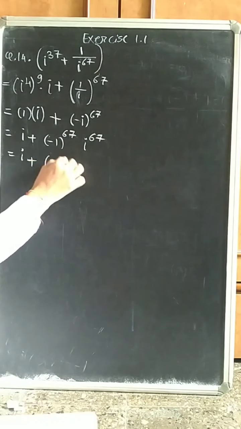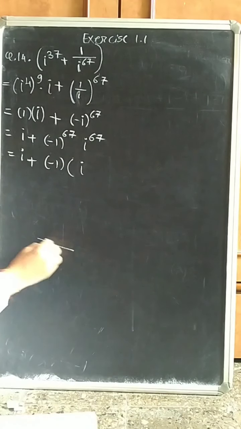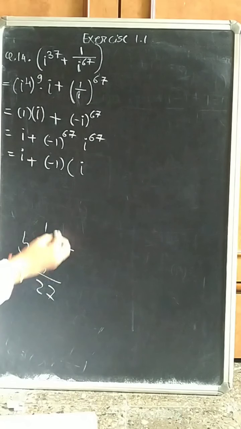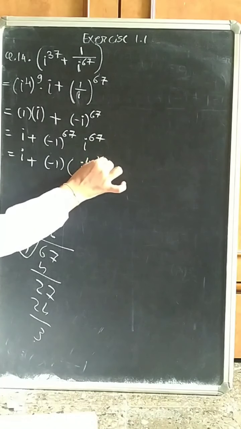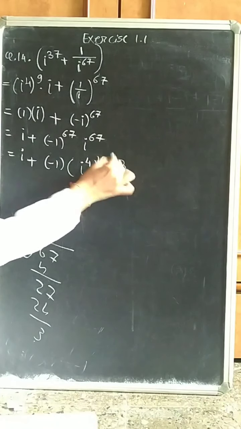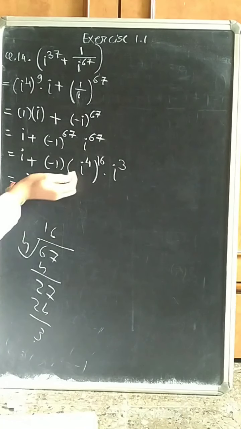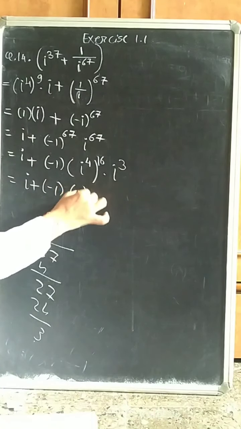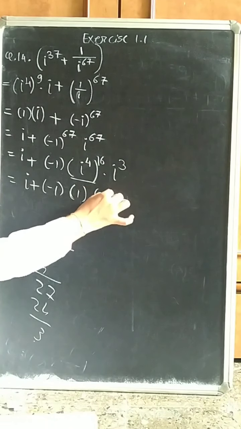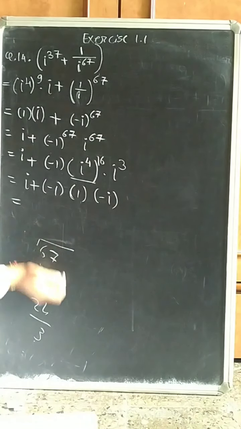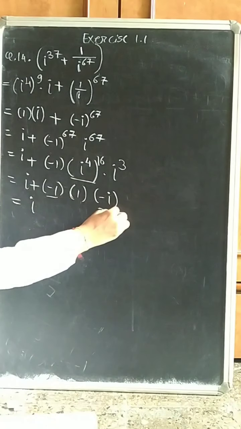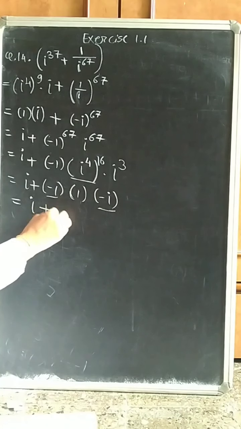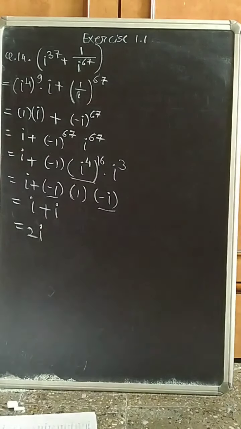And i raised to 67 ला आपण पहिले 67 ला 4 ने डिवाइड करायचं, 4 16s are 64, remainder is 3. So i raised to 4 raised to 16 into i cube. Now i plus minus 1. This is i raised to 4 is 1 and i cube is minus i. i minus 1 into minus i, plus i. So i plus i, which is equal to 2i.